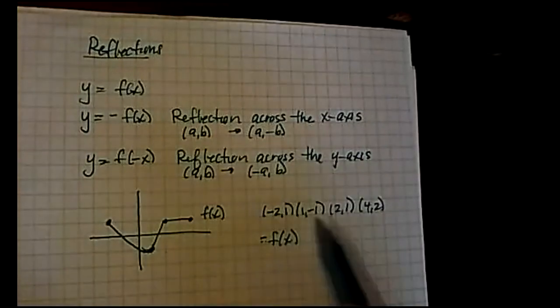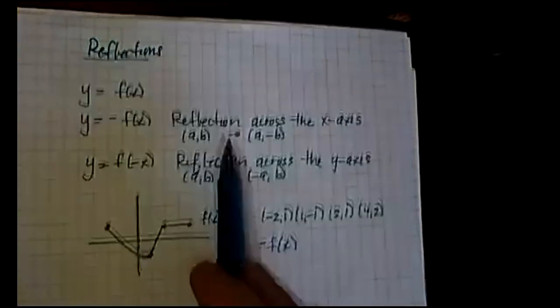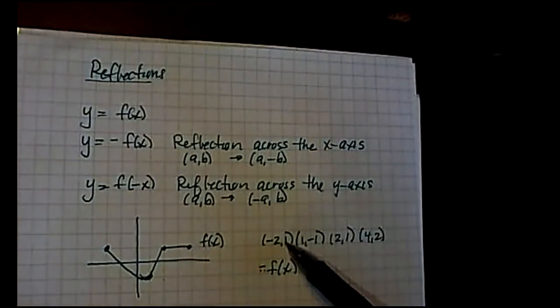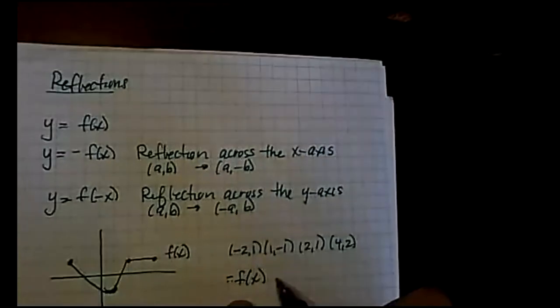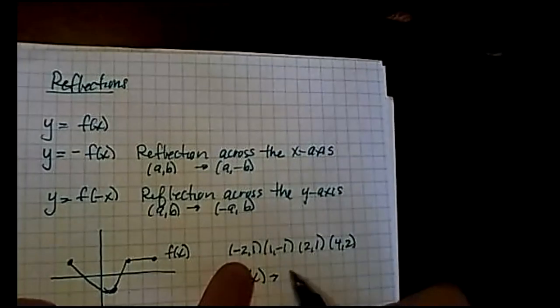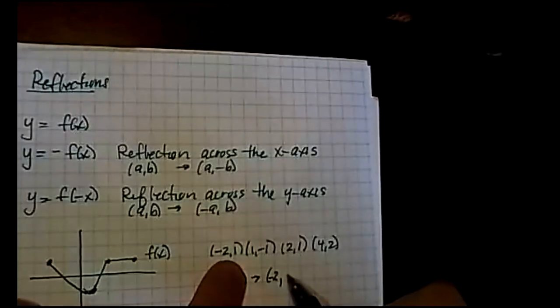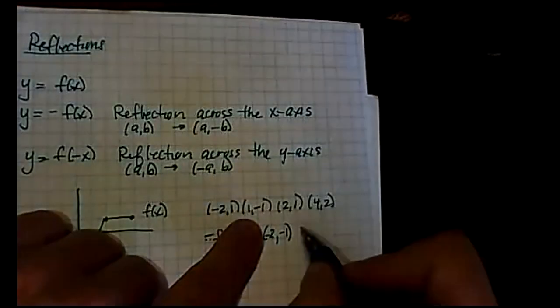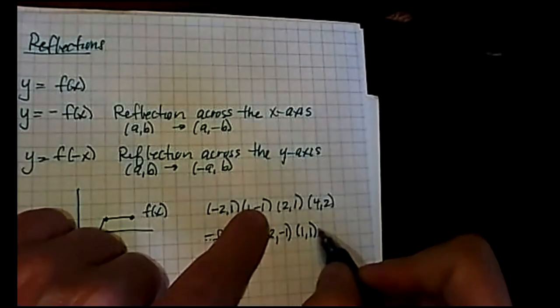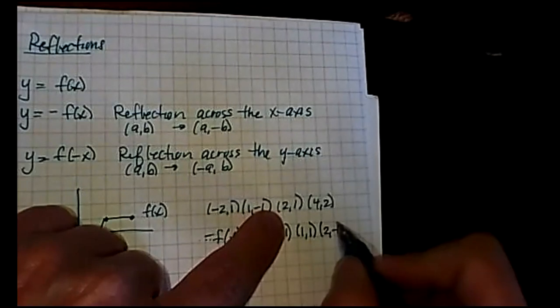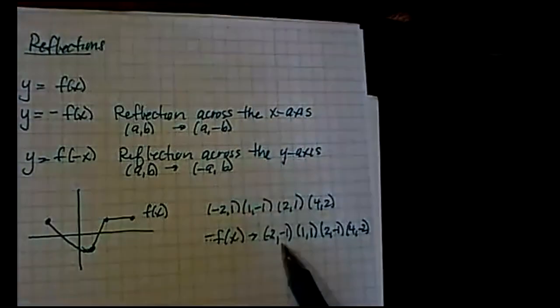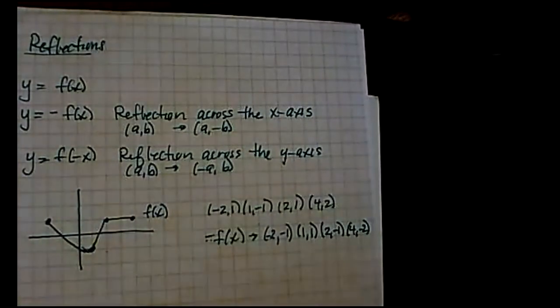Now, sometimes it's hard for you to see that. So all I do is I take these original ordered pairs, and if it's a reflection over the x, I change the sign of the y value. I leave the x, and the y value becomes a negative 1. I just changed the sign of the y values. So this would be 1, positive 1. This would be 2, negative 1. And this would be 4, negative 2. And then I could just plot those points, and that would show that reflection.